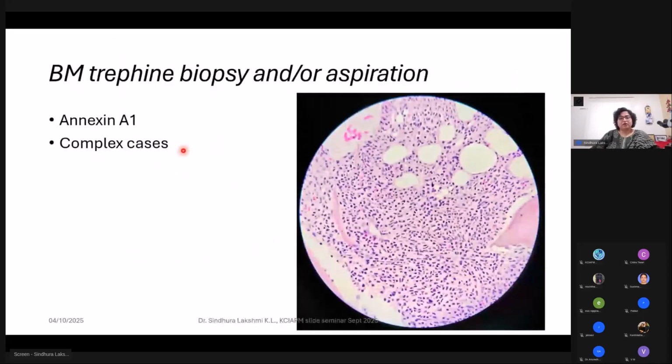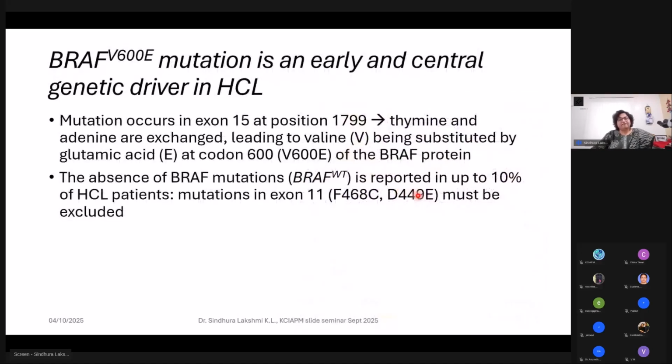Now, bone marrow trephine is generally not indicated unless you are looking at a complicated case. You don't know whether it is hairy cell leukemia variant or SDRPL or SMZL. Then you do biopsy and do annexin A1. This was the slide that was given to you, and you can see that all cells have a lot of cytoplasm. That's the reason you are seeing empty areas in between. And this is a typical slide appearance as described by Dr. Janvi.